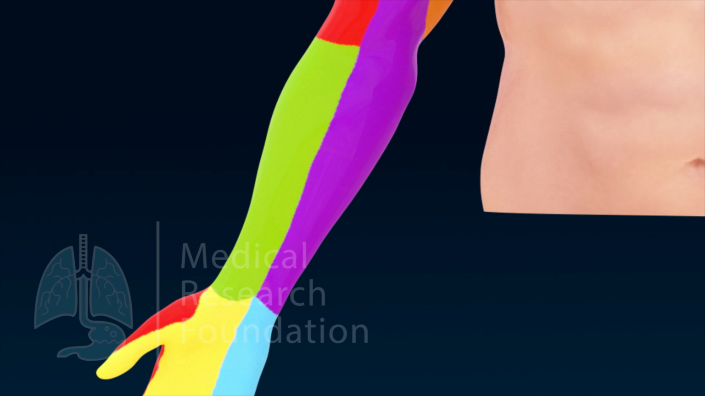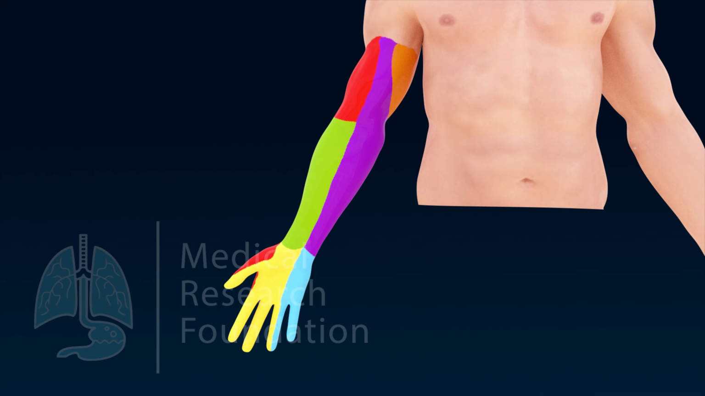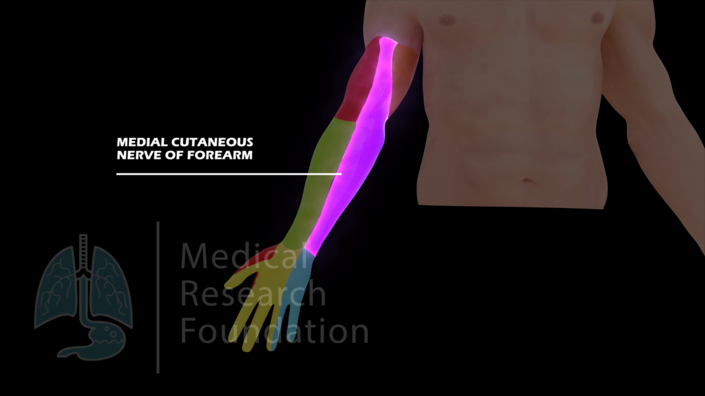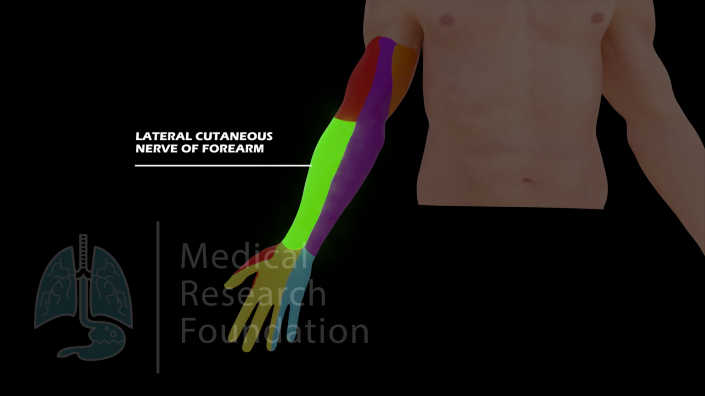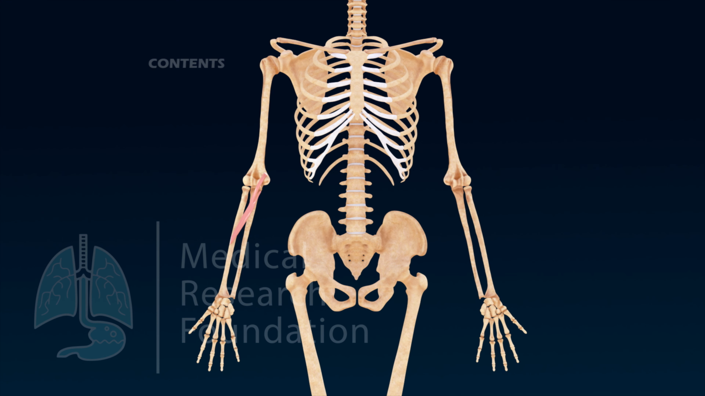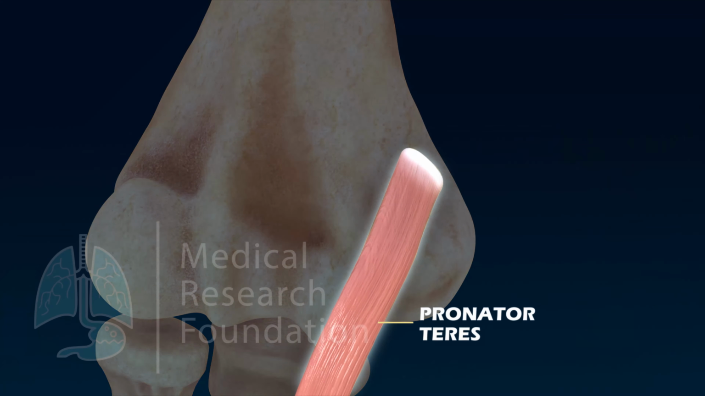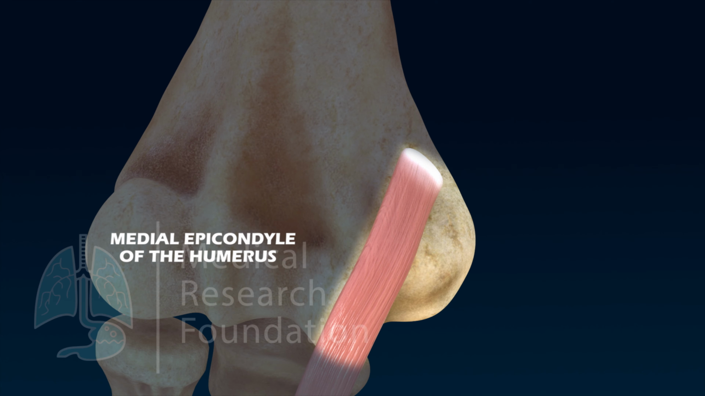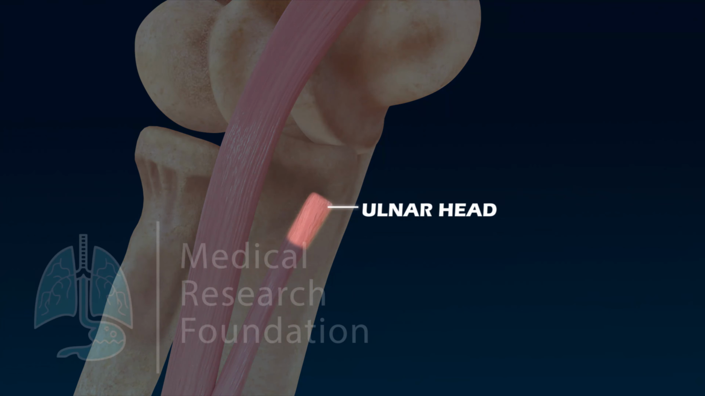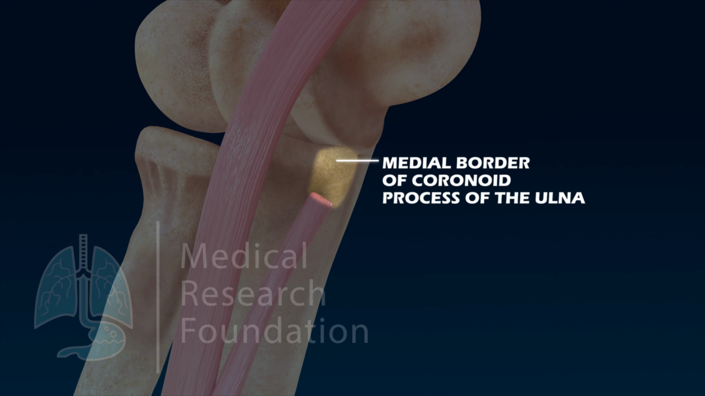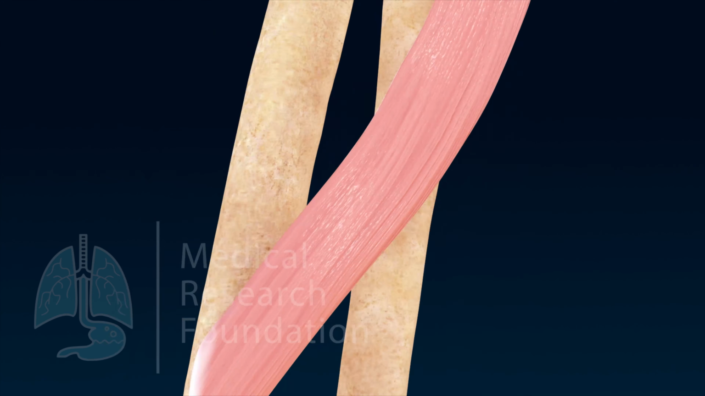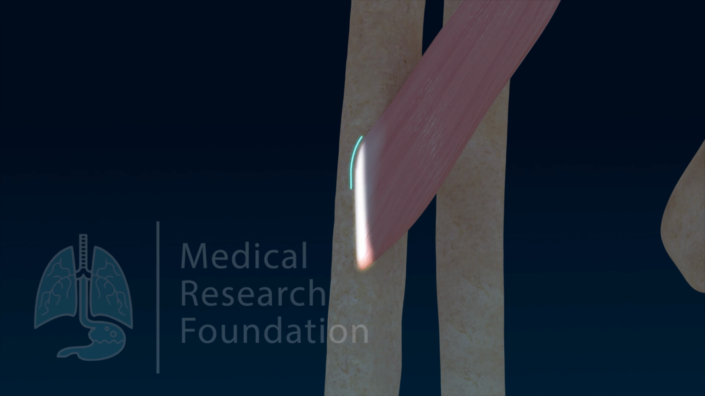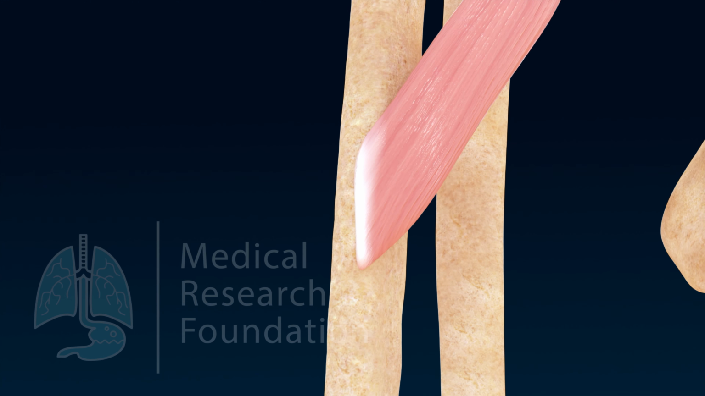Cutaneous innervation: skin over anterior compartment is supplied by medial cutaneous nerve of forearm and lateral cutaneous nerve of forearm. Contents: superficial group of flexor muscles. These are pronator teres. Humeral head originates from medial epicondyle of the humerus, and ulnar head from the medial border of coronoid process of the ulna. Insertion takes place into middle of lateral surface of radius.